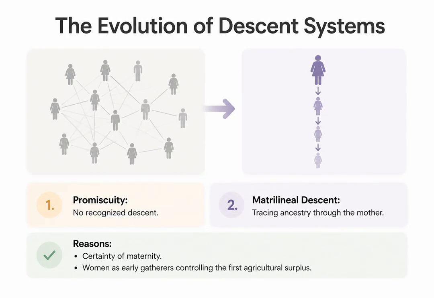Morgan also tracked how we trace our ancestry, known as descent systems. In the earliest stage of promiscuity, there was no recognized descent. The first formal system to emerge was matrilineal descent, traced through the mother. Why? First, maternity is always certain, whereas early paternity was not. Second, as gatherers, women likely discovered agriculture. Because they controlled the first agricultural surplus, the first lines of inheritance naturally ran from mothers to their children.